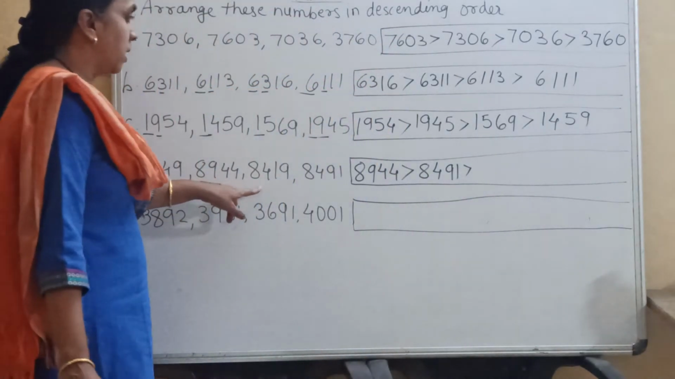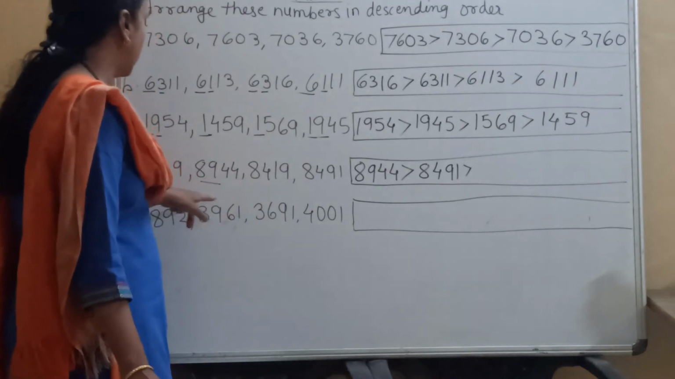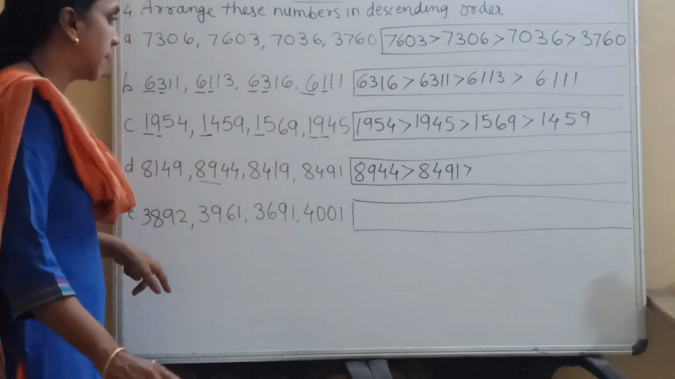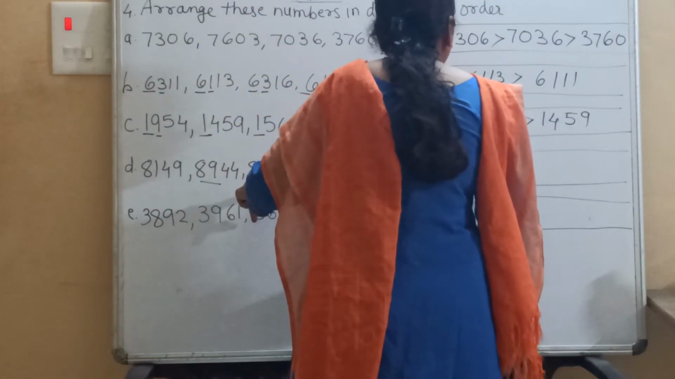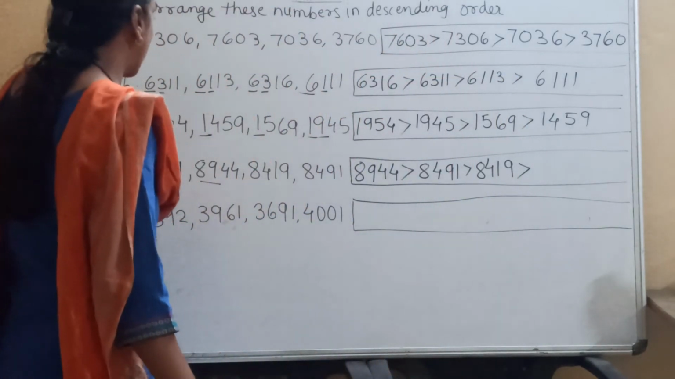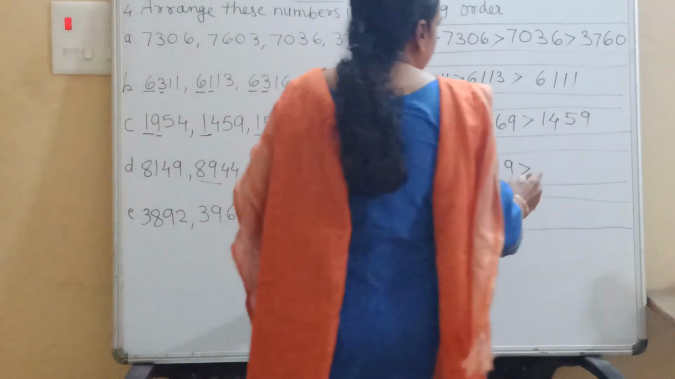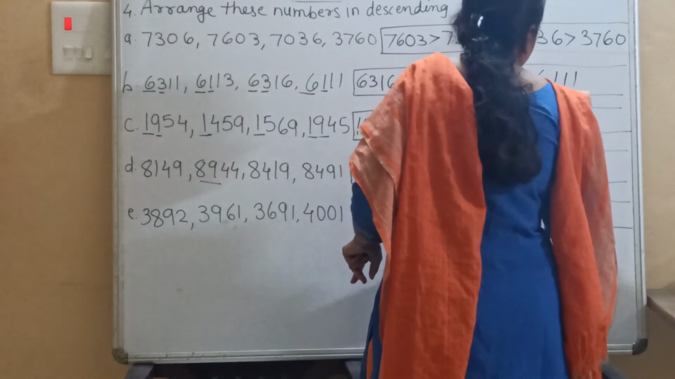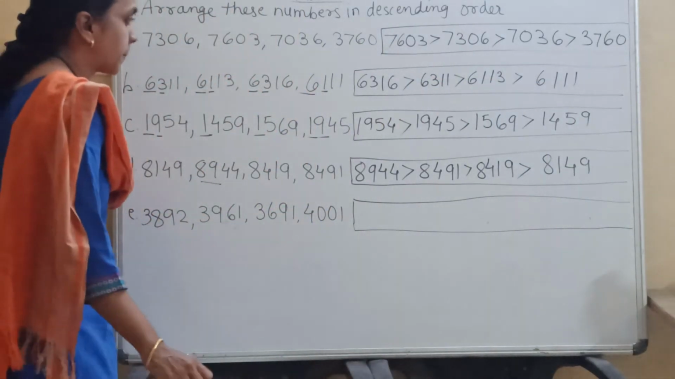Then 8,491. Then 8,419. Somewhat confusing numbers are here, so write it properly. Then the last one is what? 8,149. So this is our answer.